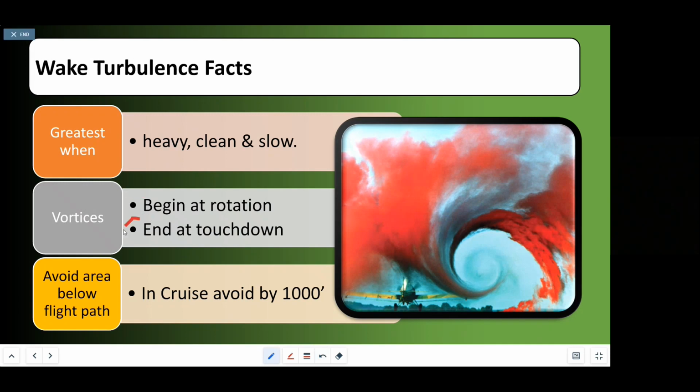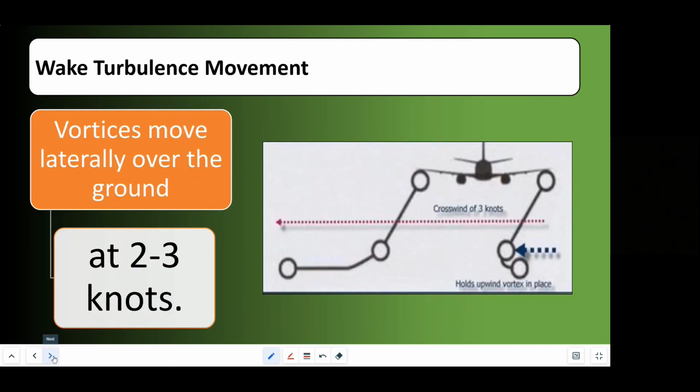In addition to that, they do end at touchdown. Keep in mind at touchdown, that's when your jets usually get their spoilers out and start spoiling the lift anyway. So they end at the touchdown point. So those are the two key points that you have to know how to avoid. If you're in cruise flight, you have to avoid it by 1,000 feet.